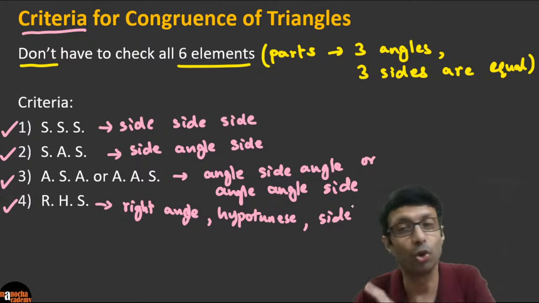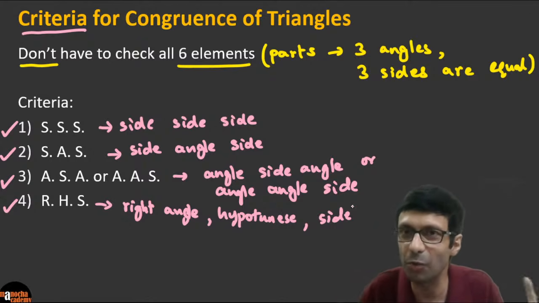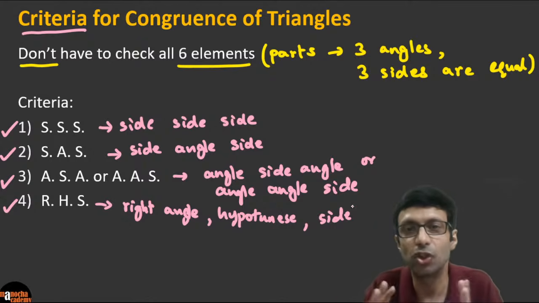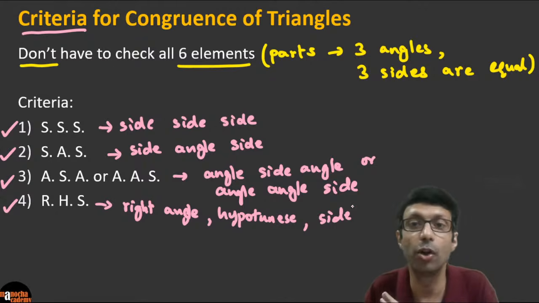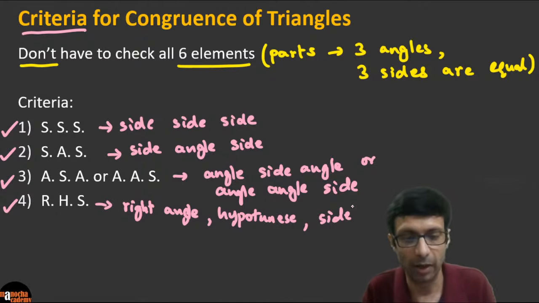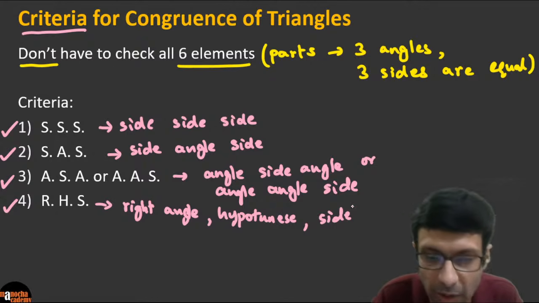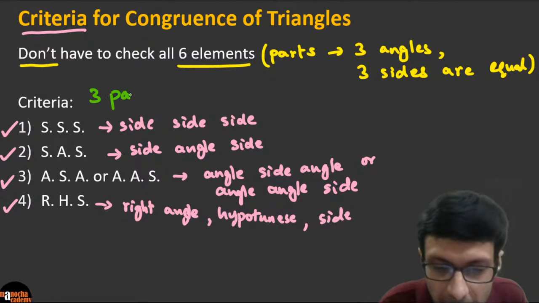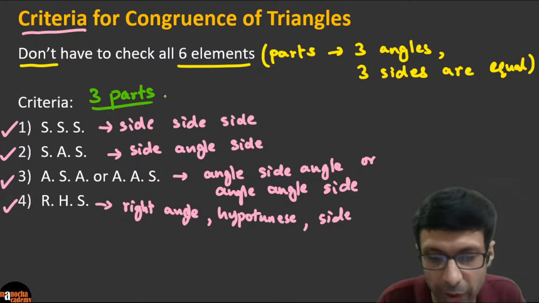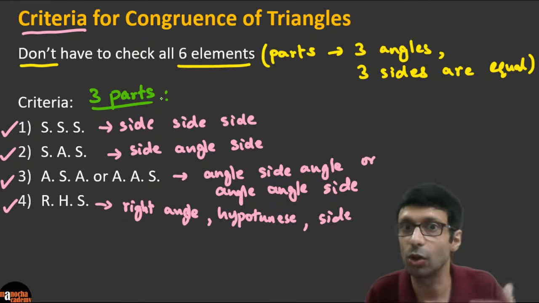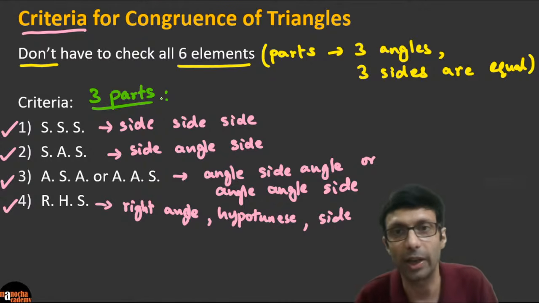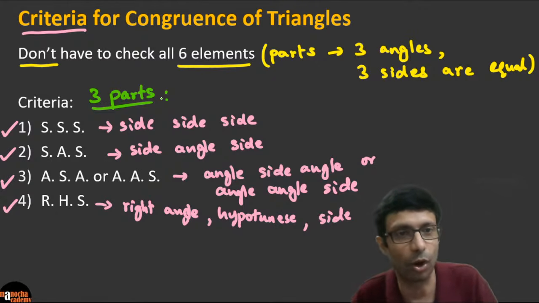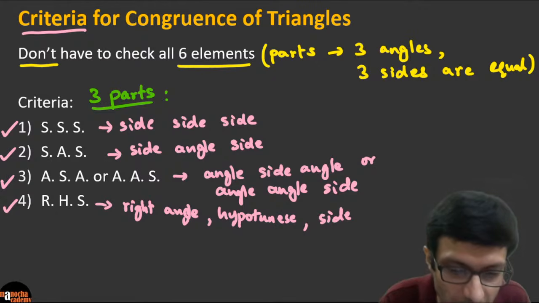Clear, guys? So you don't have to do hard work to check all 6 things. Just 3 is enough, but remember, not any 3. It's specific. These are based on checking 3 parts, and these are the conditions for it. So either SSS or SAS, or you can go for ASA or AAS or RHS. And we're going to be taking a look at some examples.